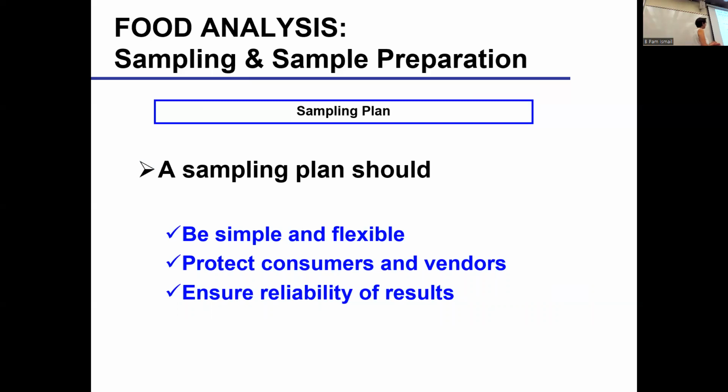So to summarize, your sampling plan should be simple and flexible. Meaning, you do not want to oversample, but at the same time, you want to be able to say it's a safe plan and I'm covering both the consumer risk and vendor risk. And then also I want to ensure the reliability of the results by making sure I'm storing the samples accurately, I'm preparing them so that I have accurate results, and I'm transporting them under proper conditions so that I don't change anything that might impact the results.